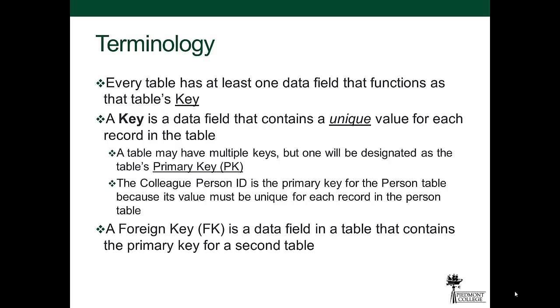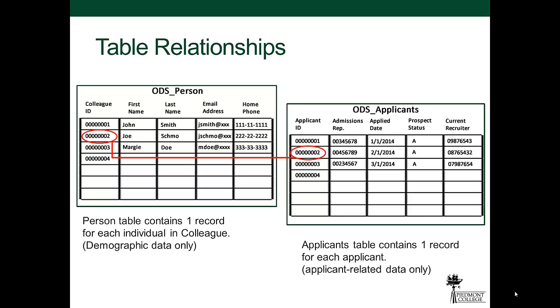We also have the concept of a foreign key, which is a data field in one table that contains the primary key for another table. And we'll see how that works shortly. Here we see two tables that are related to one another. The ODS person table has the colleague ID as its primary key, and the ODS applicants table has the applicant ID as its primary key. Although these key data fields have different names, the values stored in them are identical for related records.